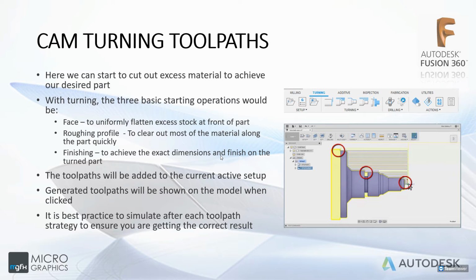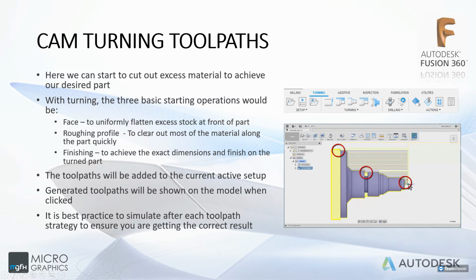All right. With turning, there are three basic starting operations that we will need to outline, and that would be your initial facing to uniformly take off the axis. So if you look at where my cursor is here, the first bit you'll have to shave off the front to give it that smooth flat finish that you want, and that would also get your stock to the right size and stop at the model.